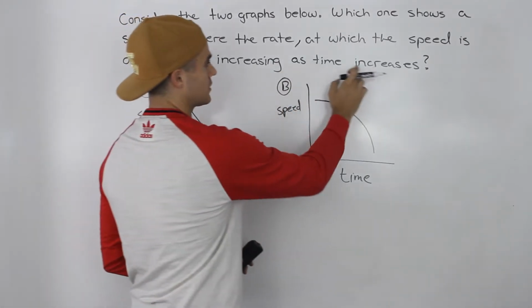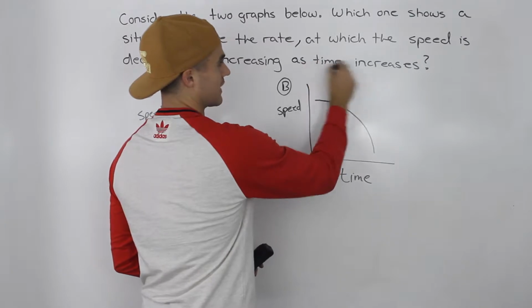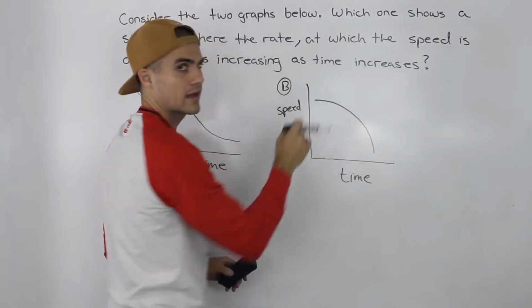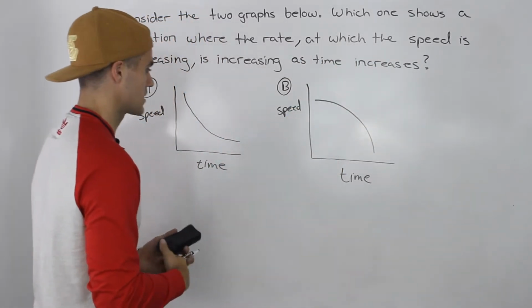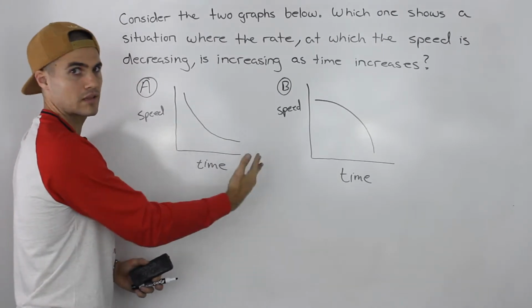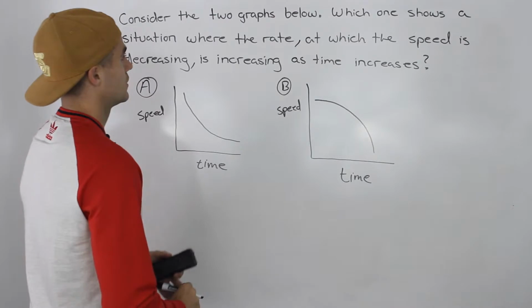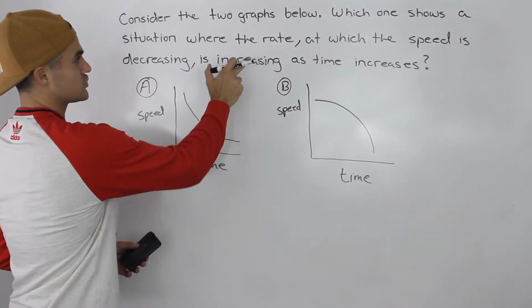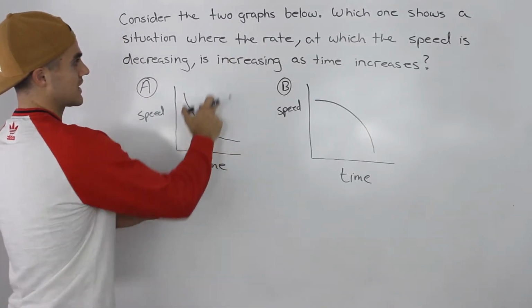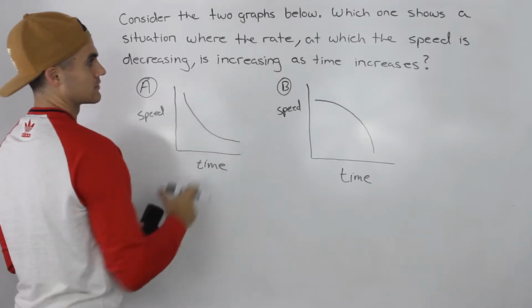So, as time increases, we can almost forget about that portion. We don't even have to read that. That's just there to kind of confuse us, because usually we're reading from left to right, and that's when time is increasing. So the rate of change of the speed decreasing has to be increasing.